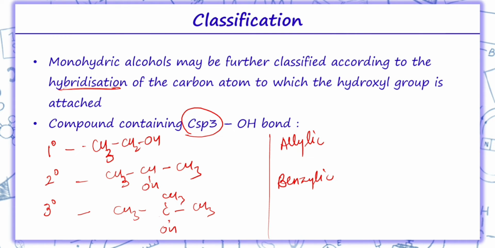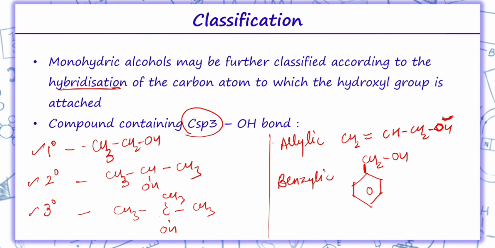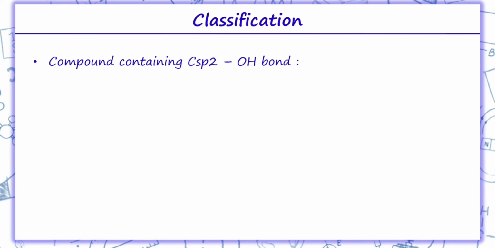Allylic, in this the OH group is attached to the carbon next to a carbon-carbon double bond, like CH2=CH-CH2OH. So the OH group is attached to the carbon next to the carbon having the double bond. Benzylic, here the OH group is attached to the sp3 hybridized carbon atom which is next to the aromatic ring. So next to the aromatic ring is CH2 and OH is attached to this carbon. All these are examples of sp3 hybridization.